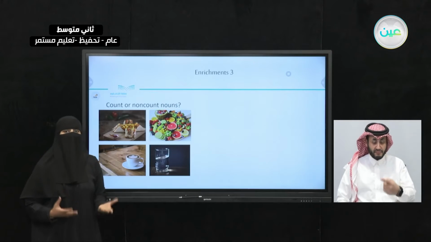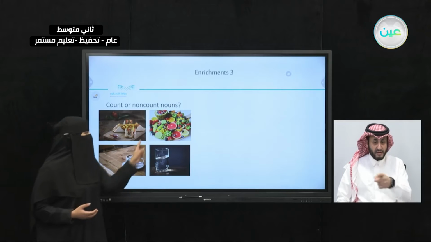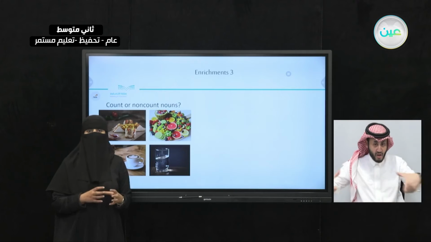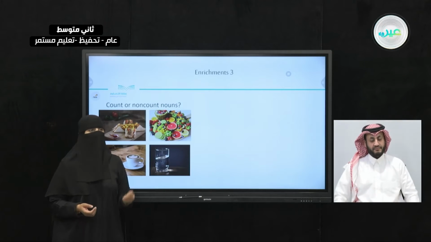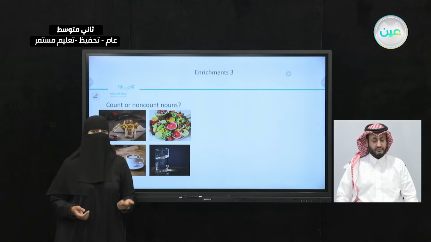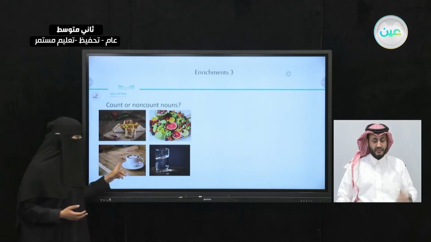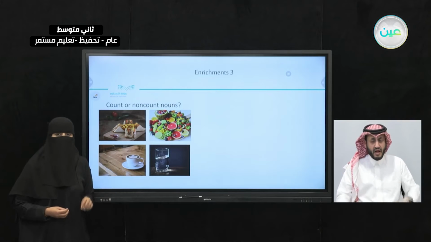Now, can you count the lemons? I can count these slices here. 1 slice, 2 slices, 3 slices. But actually, if it's a whole lemon, I can count it. I can count 1 lemon, 2 lemons, 3 lemons. So here, these are count nouns. Now, let's take a look at the third picture. What can you see in the third picture?